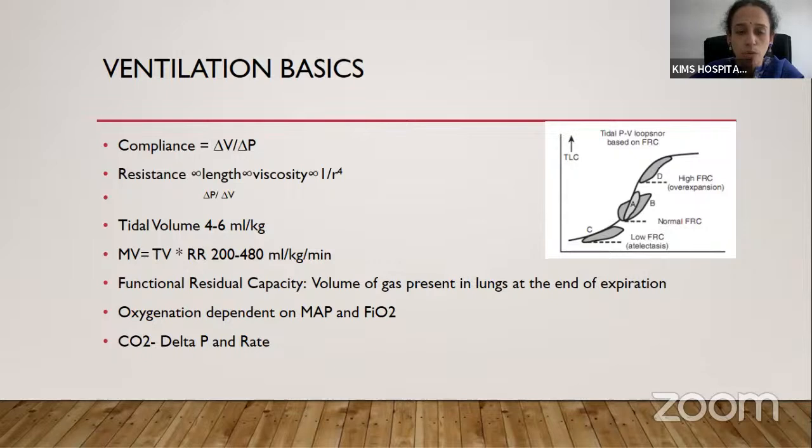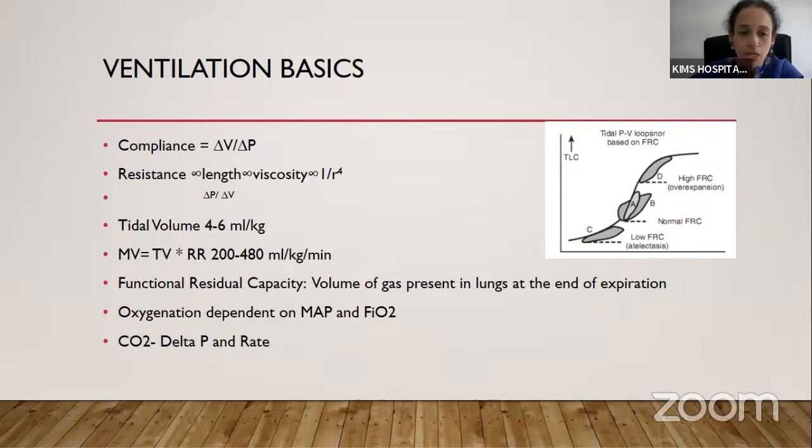The normal tidal volumes which we give for the newborn are 4 to 6 ml per kg. And then what is tidal volume? It is the amount of air which goes in and out of the baby for every breath. So what is minute ventilation? The tidal volume multiplied by the respiratory rate of the baby is called the minute ventilation. The normal minute ventilation for a newborn is around 200 to 480 ml per kg per minute.